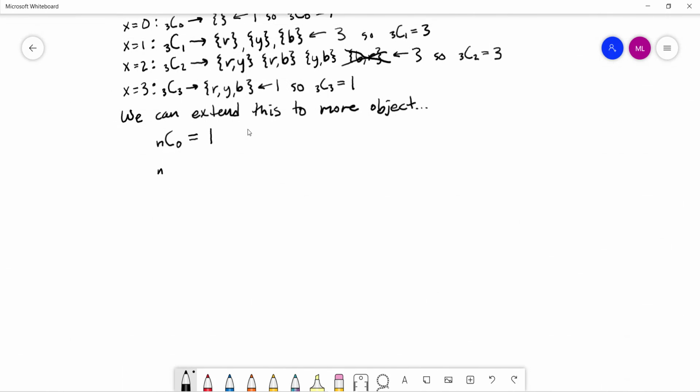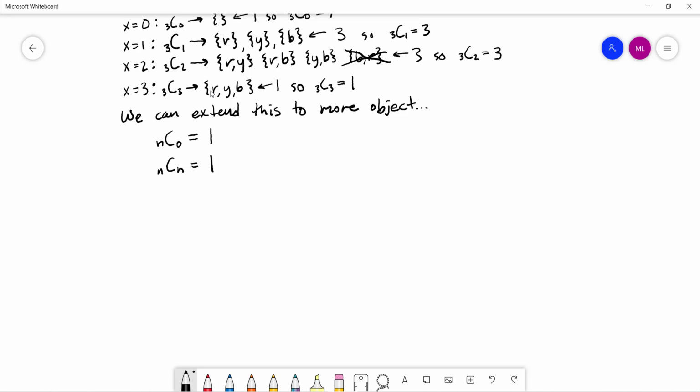Similarly, if we do n choose n, how many ways are there to pick out n objects out of n objects? So choose all of the objects. How many ways are there to choose all of them? Same thing that we saw here. You just take all of them out. Right? This would also be only one way.